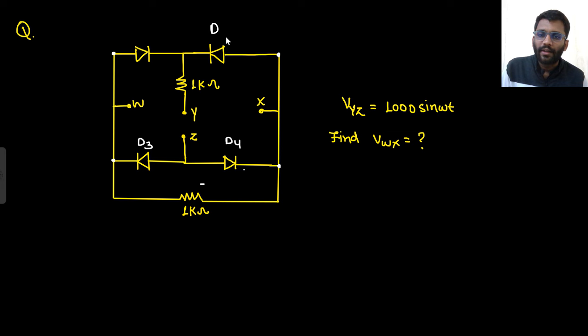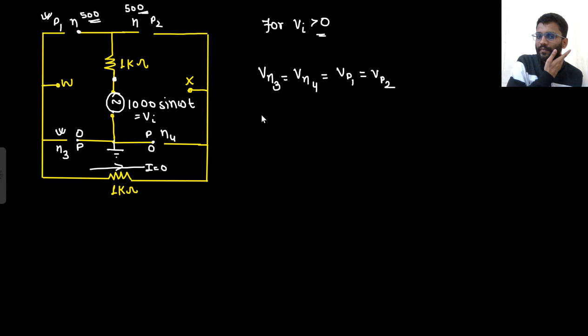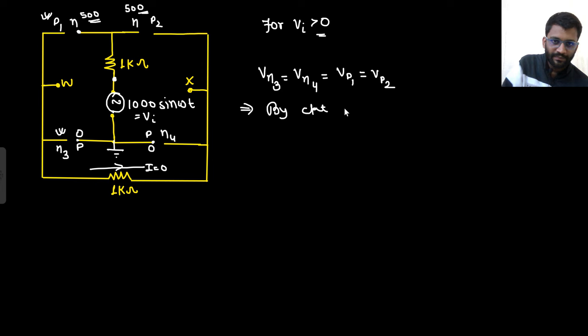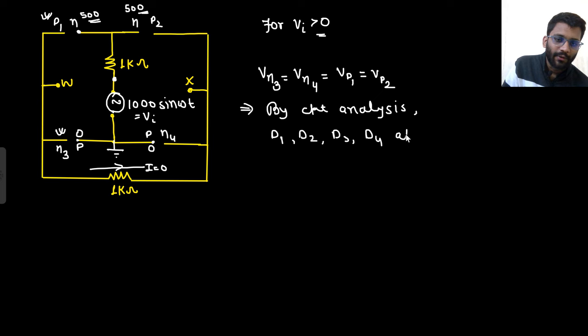This was D2 and this is D1. So by circuit analysis, I am writing, by circuit analysis, we got to know D1, D2, D3, D4, all are off.